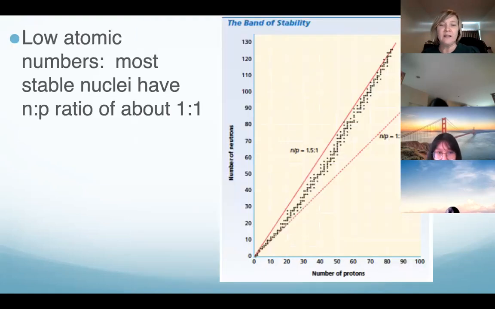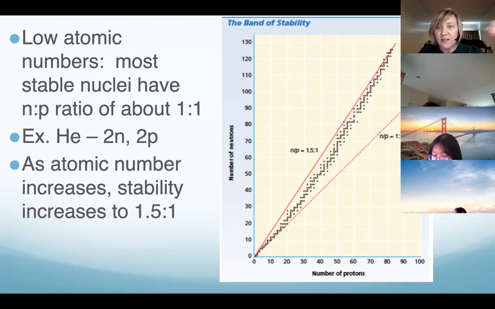So for low atomic numbers, most stable nuclei have a ratio of about 1 to 1. And you can look at helium that I talked about at the beginning as an example, which is atomic number 2, atomic mass of 4. So it has 2 protons, 2 neutrons. Oxygen's another one because oxygen is number 8 and it has a mass of 16. So again, it has 8 protons and 8 neutrons. Carbon as well, 6 protons and 6 neutrons. All of these that are in the low range have a ratio of 1 to 1.